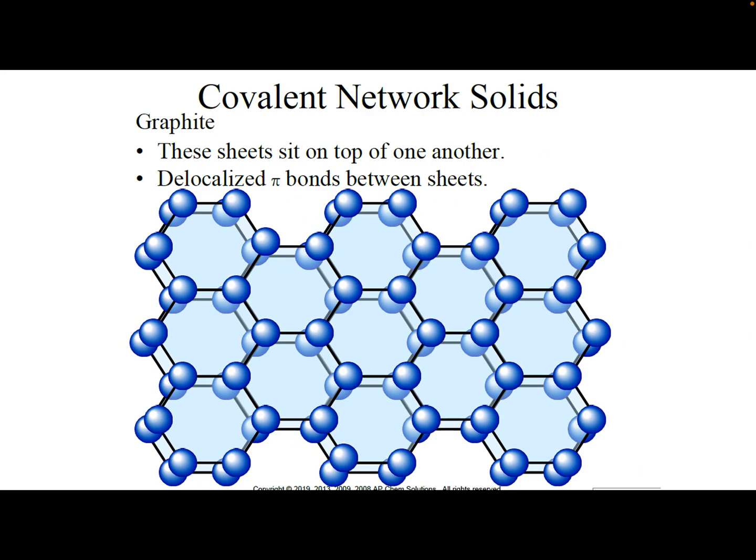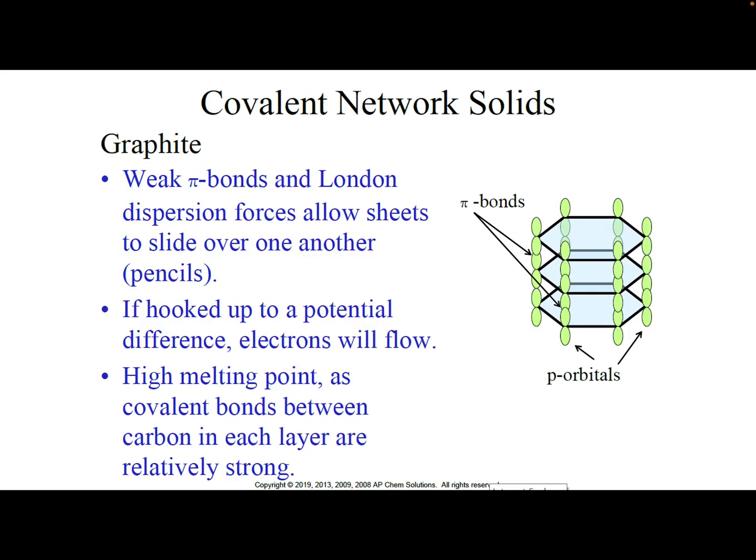Here, each carbon is going to have a lone electron, so the electrons are free to move around. So graphite can actually conduct electricity. This is kind of how your pencil works. So these sheets are sort of free to slide over each other. And when you write with your pencil, layers of carbon actually slide off, and that's what's deposited on your paper. Kind of cool. Okay.